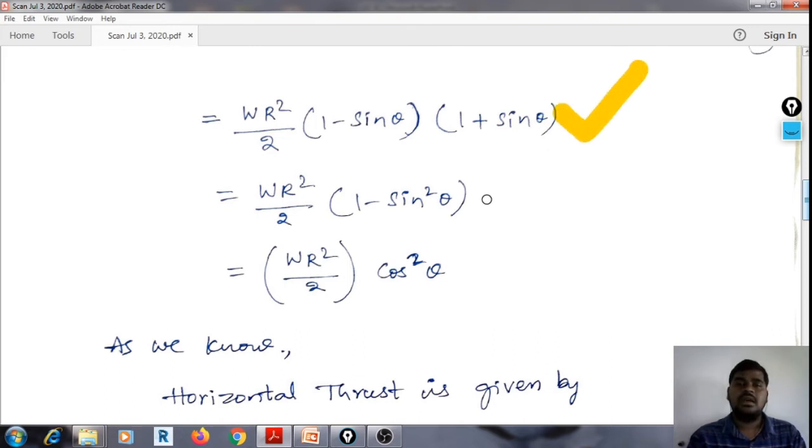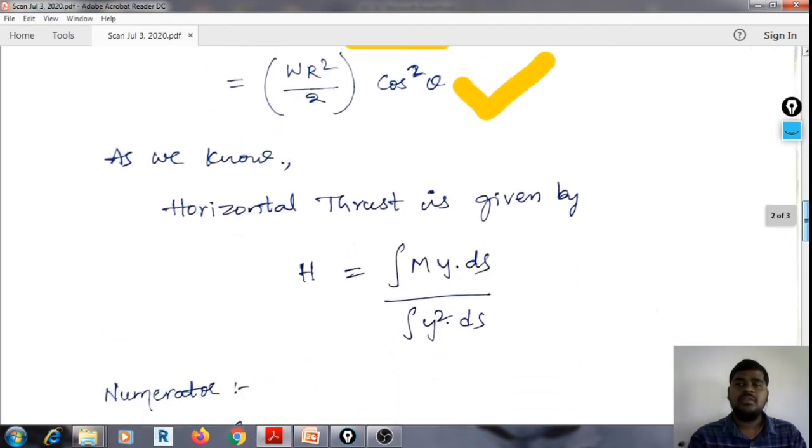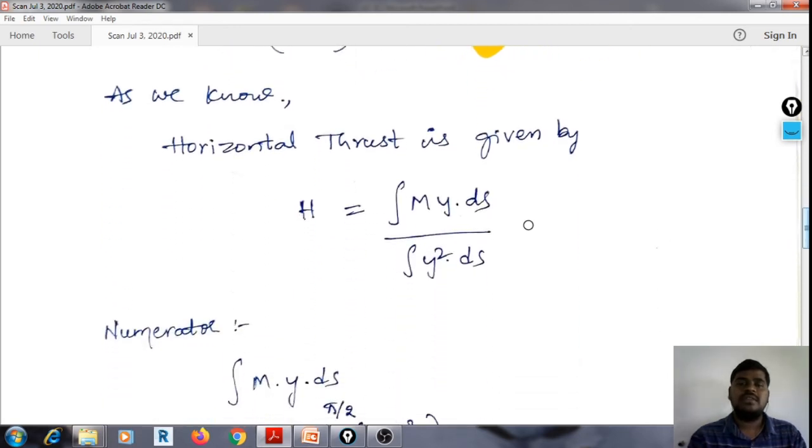After that, upon simplification we get 1 minus sin square theta, and we know 1 minus sin square theta is cos square theta. So the final numerator moment will be WR square by 2 into cos square theta. Keep it aside. Next, we know that the horizontal thrust is given by integral of My ds by integral of y square ds, as shown here.